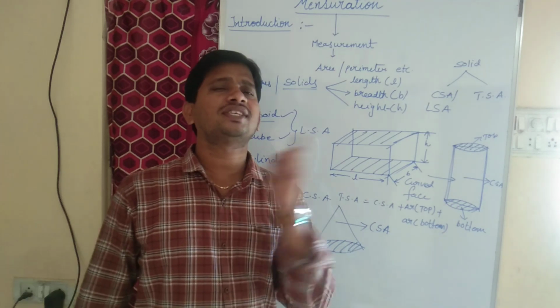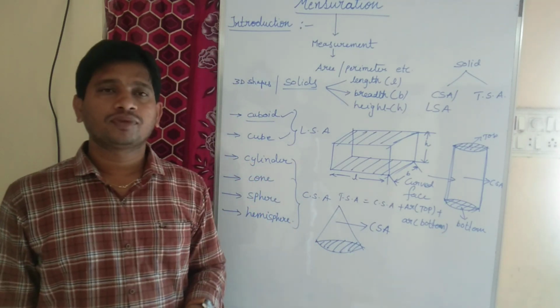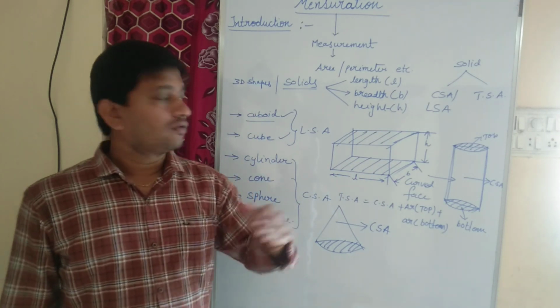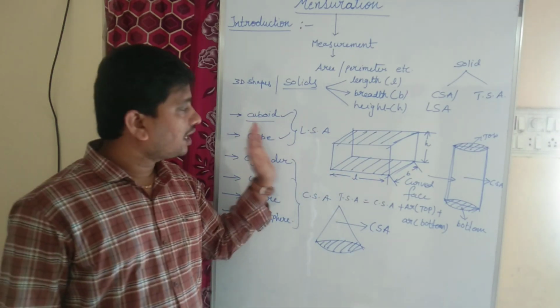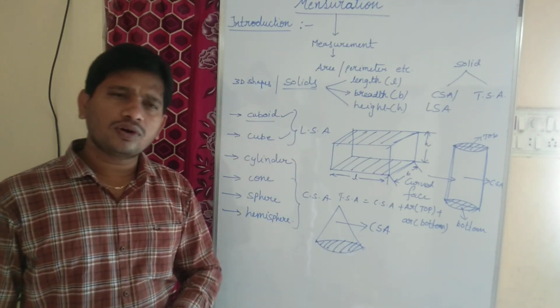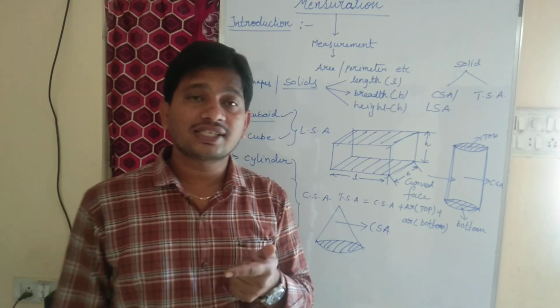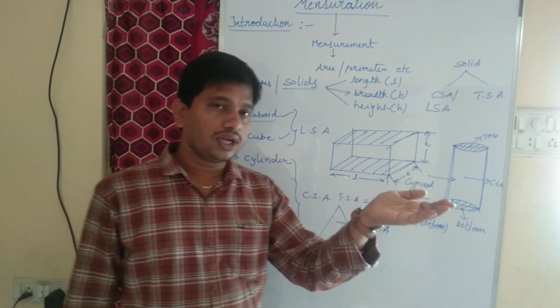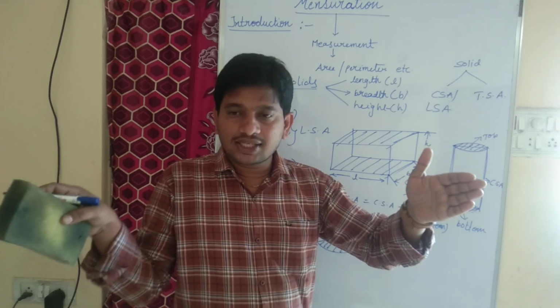TSA means all the faces, children. All the faces. For example, if you consider a cuboid, it has 6 faces. Front face, back face, left face, right face, top face and bottom face. All 6 faces we have to consider in case of total surface area. In case of lateral surface area, only we have to consider left face, right face.